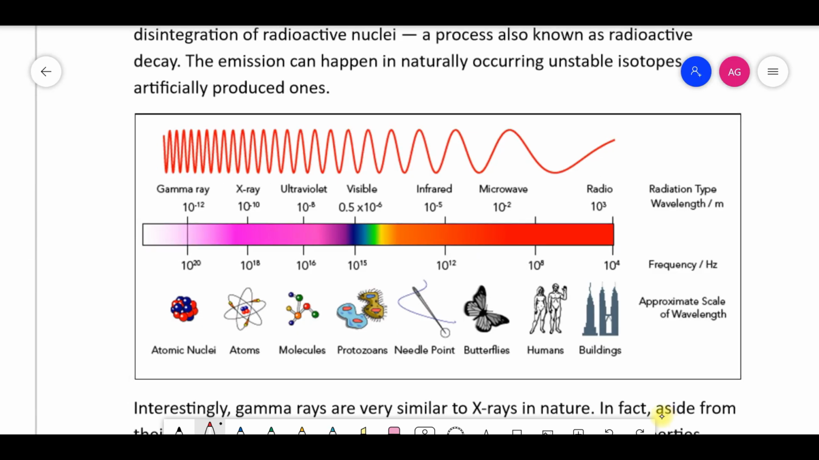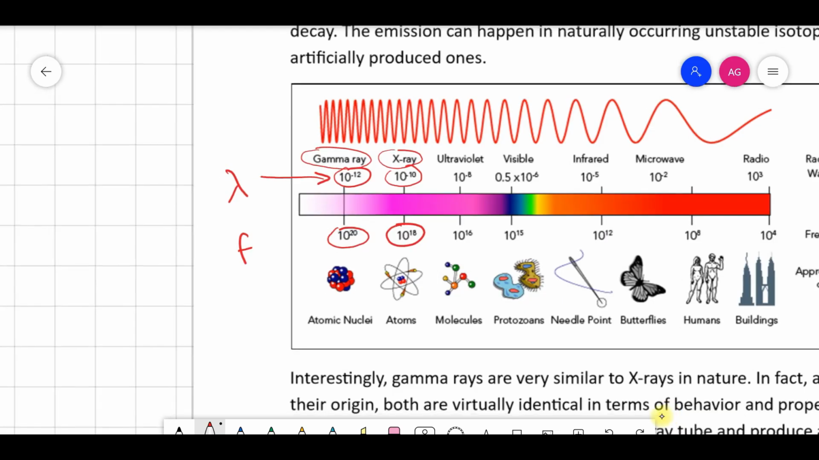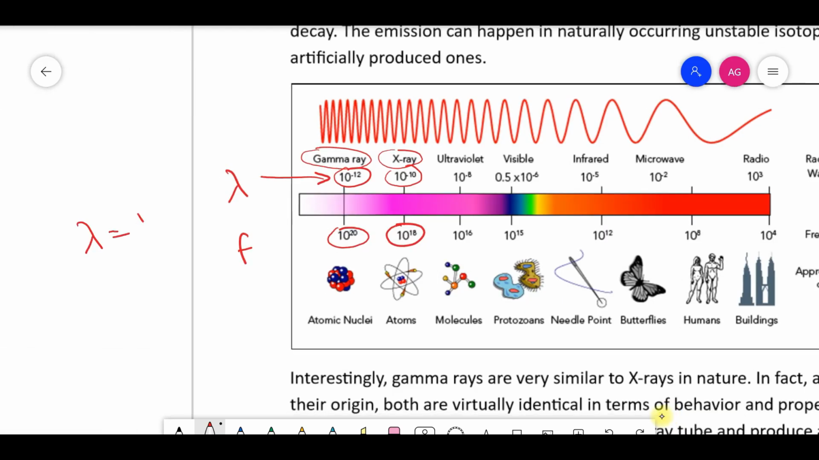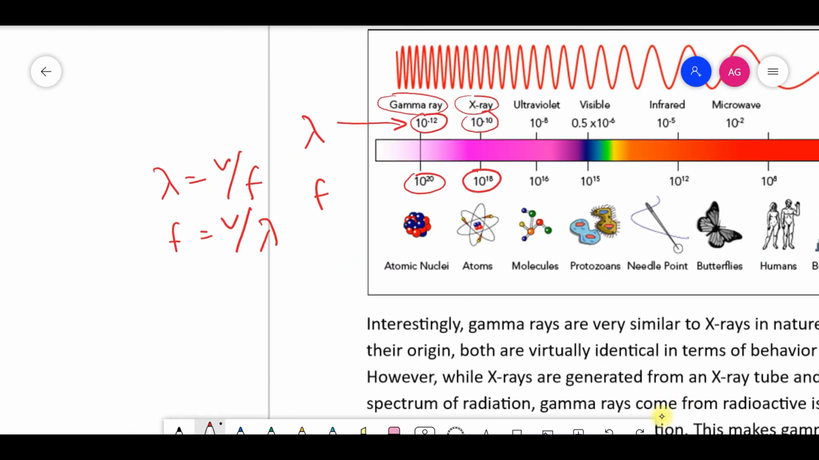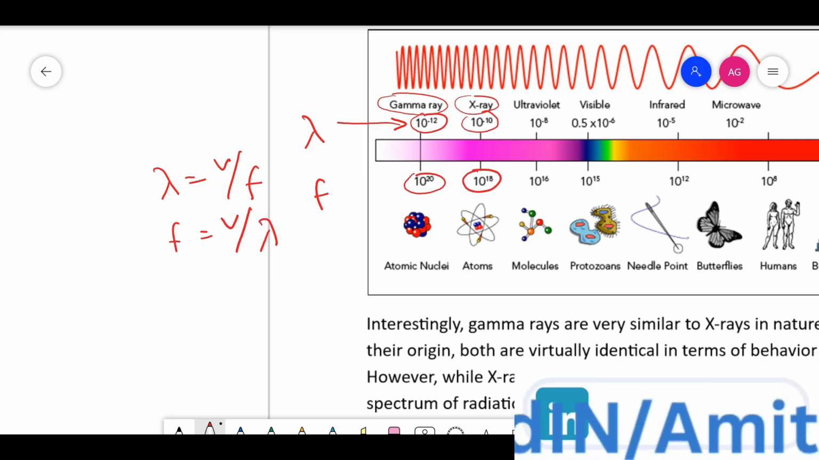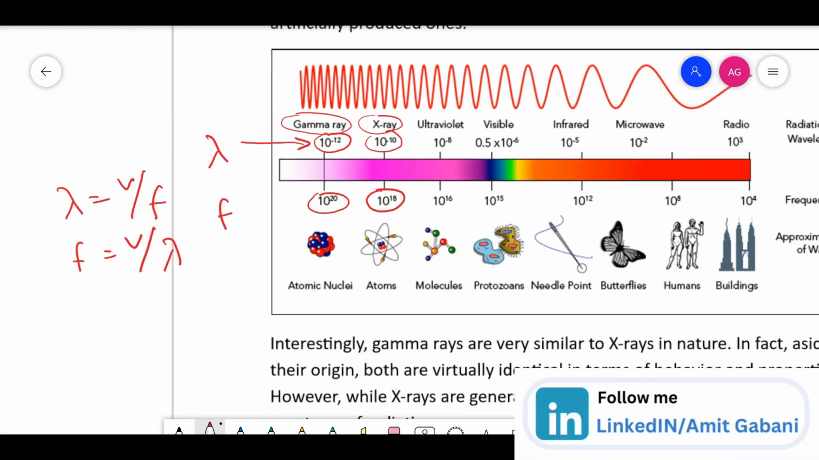If you look here on the left side, it is written gamma ray, X-ray. And the numbers written here, 10^-12, 10^-10 and so on, are the wavelength of radiation. It is a wavelength, so you call it lambda. And at the bottom it is written frequency. The relation between frequency and wavelength is like this: lambda equals v by f, or f equals v by lambda. You can write it like this. Simply, both of them are opposite to each other. If one increases then the other will decrease, and if one decreases then the other will increase.